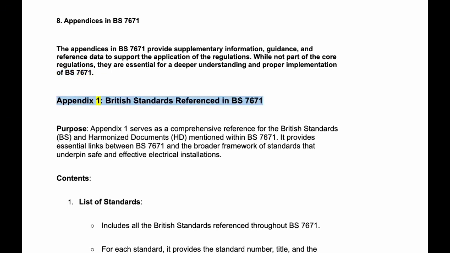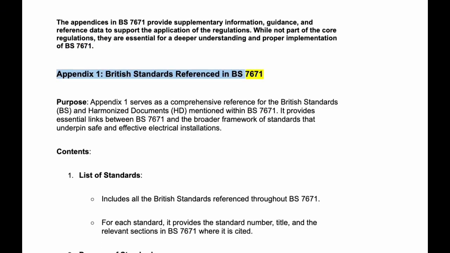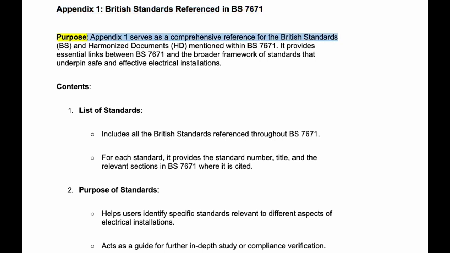Appendix 1. British standards referenced in BS 7671. Purpose. Appendix 1 serves as a comprehensive reference for the British standards, BS, and harmonized documents, HD, mentioned within BS 7671. It provides essential links between BS 7671 and the broader framework of standards that underpin safe and effective electrical installations.